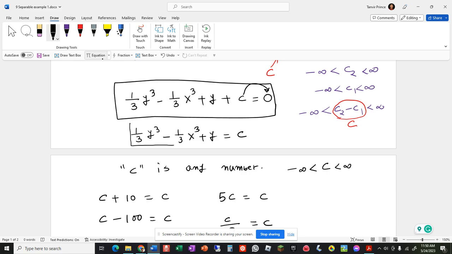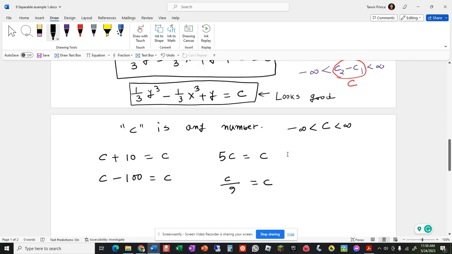So typically, we move the constant to the right hand side. This just looks good. And this is a solution. So this is the solution of this differential equation. I'll copy it here: 1/3 y cubed minus 1/3 x cubed plus y equal to c.